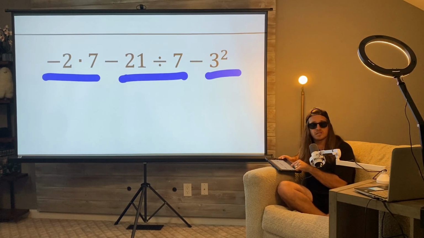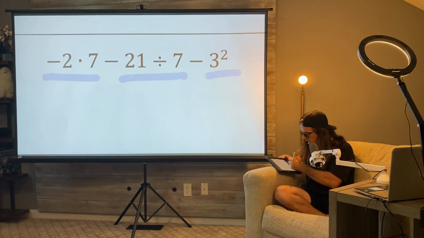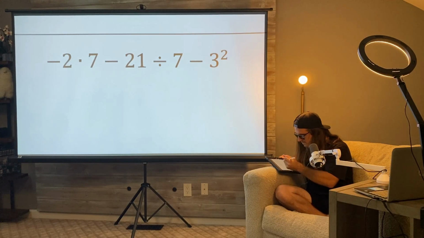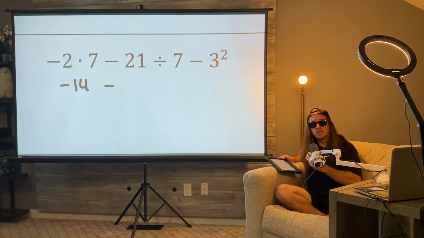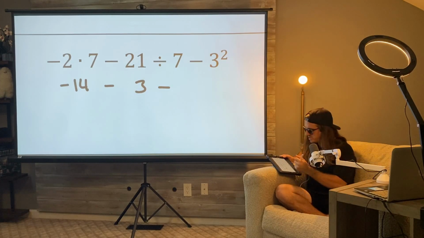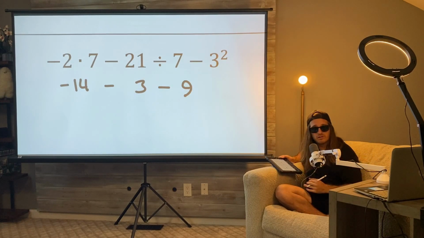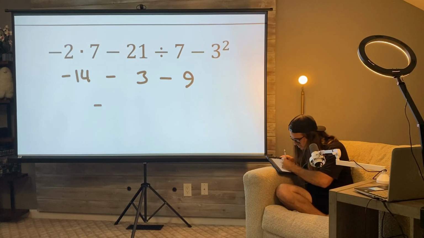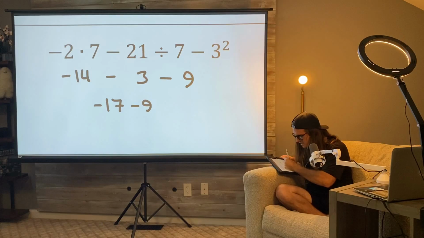It would also be possible if they were separated by addition. So I'm going to do three things in the first step. Negative 2 times 7 is negative 14. Minus 21 divided by 7 is 3. Minus 3 squared, which is 9. Yes, you can do this. Now we just go from left to right. Negative 14 minus 3 is negative 17. Minus 9 is negative 26.